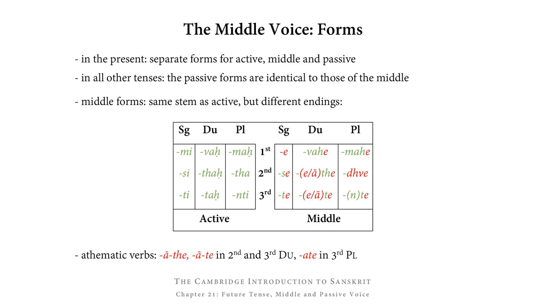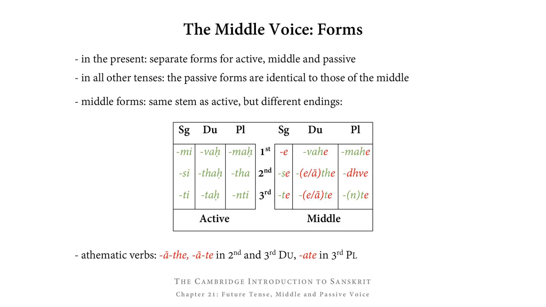Then on to the plural. In the active we have mah, tha and anti. In the middle we have mahe, dhve and nte. First and third person, mah and anti, and their counterparts mahe and nte, fairly easily recognizable, but the second person plural, dhve, is completely different from tha, so that is a form that should be properly memorized. So mahe, dhve, nte.